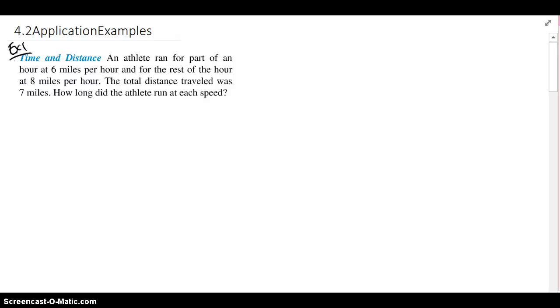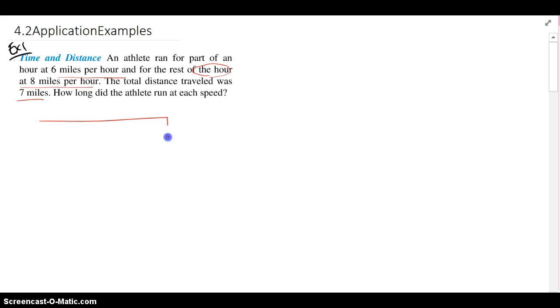We're going to look at some applications. It says an athlete ran for part of an hour at 6 miles per hour and the rest of the hour at 8 miles per hour. That's important that it says the hour, so it looks like the athlete ran for an hour total. And the total distance traveled was 7 miles.